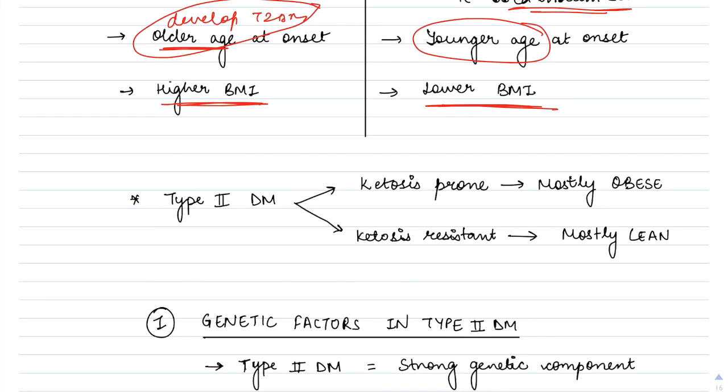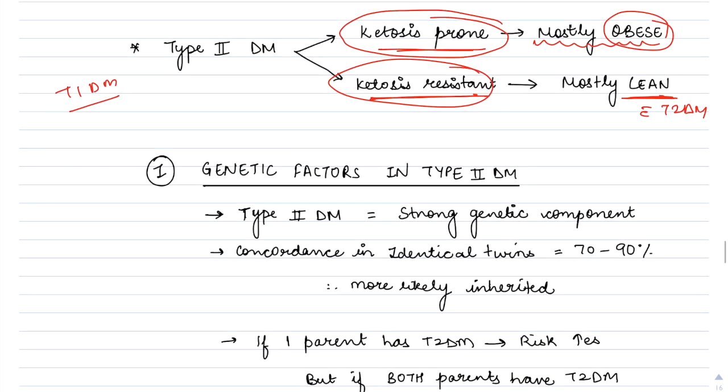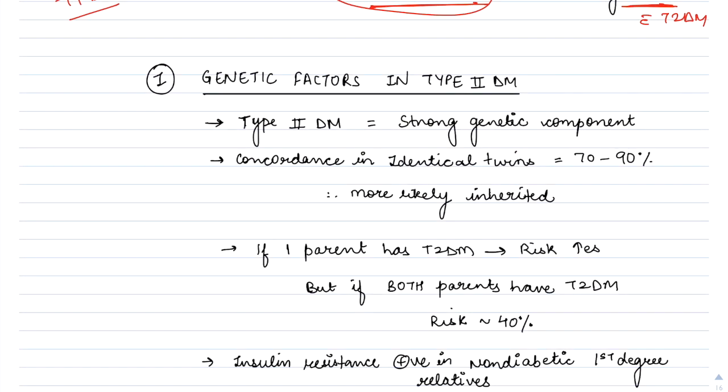Now, people with type 2 diabetes can also be divided into those who are ketosis prone and those who are ketosis resistant. Ketosis prone means more of diabetic ketoacidosis developing, although diabetic ketoacidosis is mainly a complication of type 1 diabetes. It may occur in some patients of type 2 diabetes as well. So some patients of type 2 diabetes are ketosis prone, and these are mostly obese patients, right? While the lean patients with type 2 diabetes are ketosis resistant. They do not have chances of developing diabetic ketoacidosis, right?